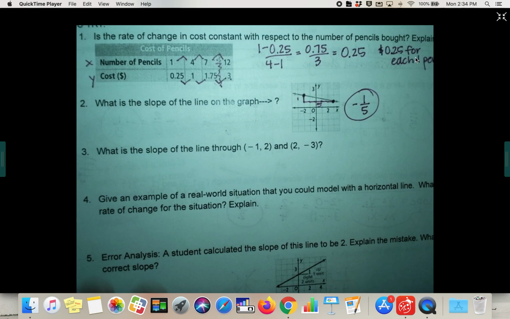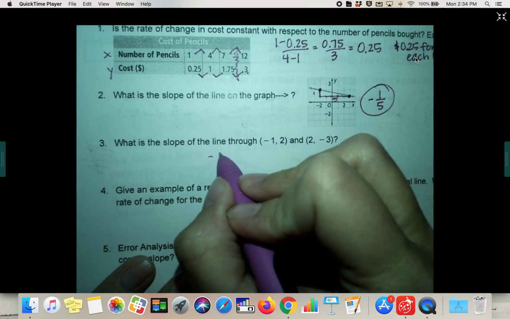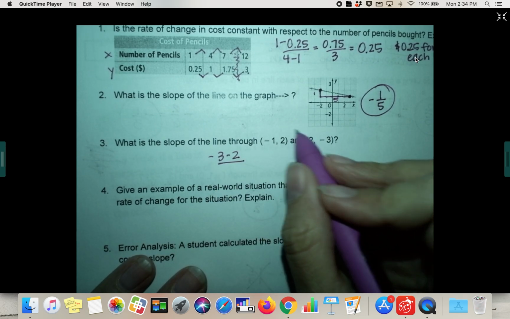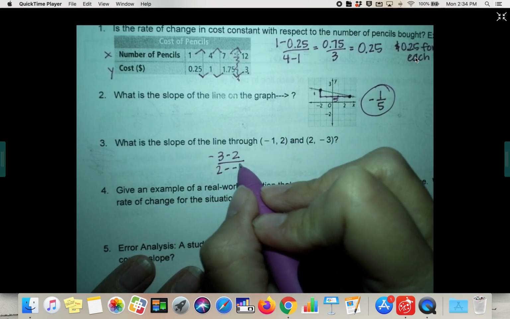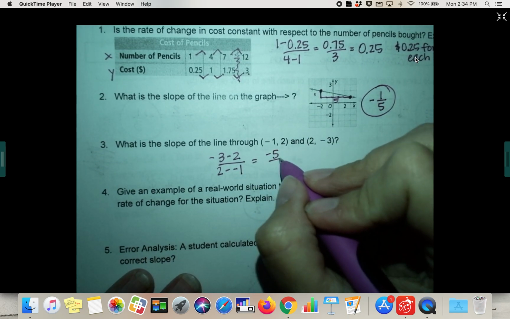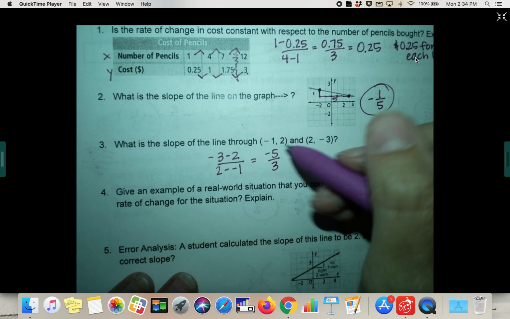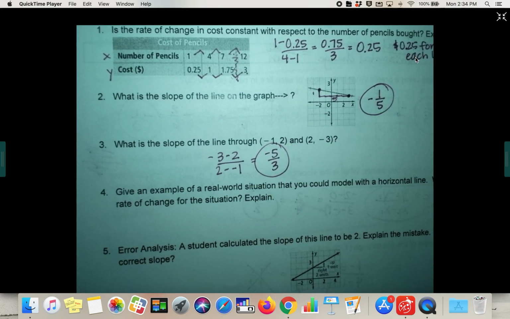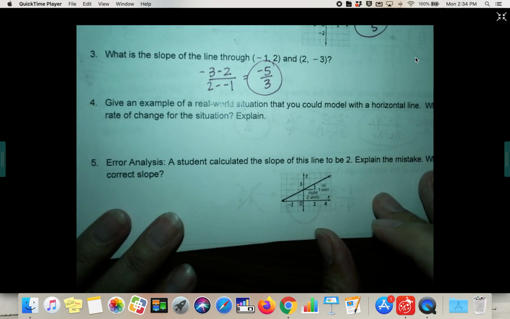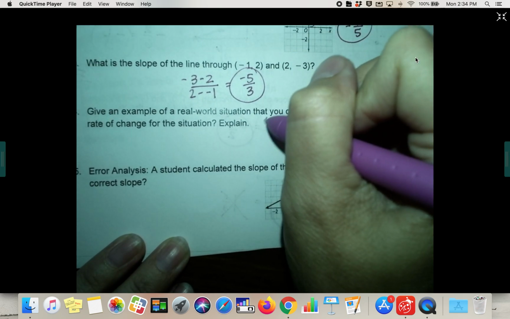Number 3, you're using your slope formula, y2 minus y1 over x2 minus x1. So negative 3 minus 2 over 2 minus negative 1. That would be negative 5 over 2 minus negative 1, which is positive 3. And we're just going to leave it improper. It's okay that it's improper. Just leave it.